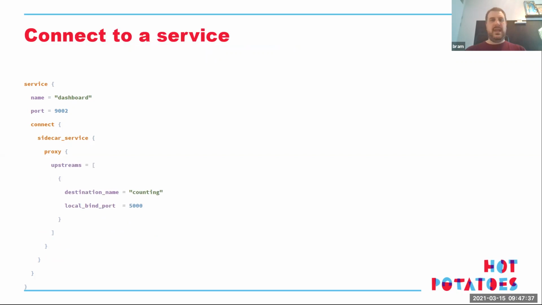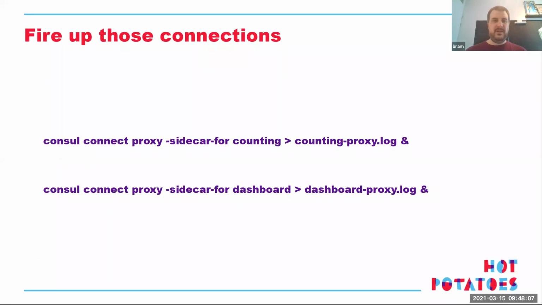How can I now connect from another service into my counting service? My service dashboard on port 9002 can connect to the counting service by adding a similar connect stanza. But now we define the upstreams in the proxy and say, I want to connect to a service called counting, and please bind it to my local port 5000. Why that's interesting or useful, we'll address in the next couple of slides.